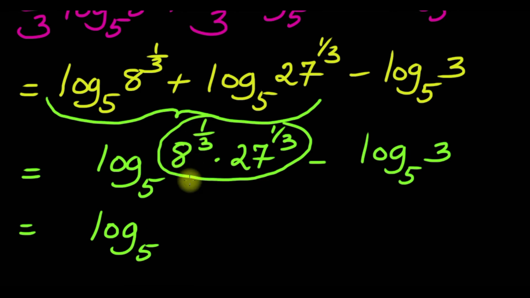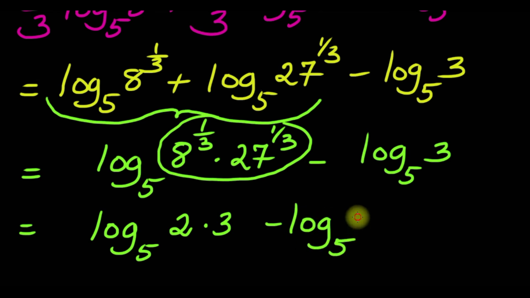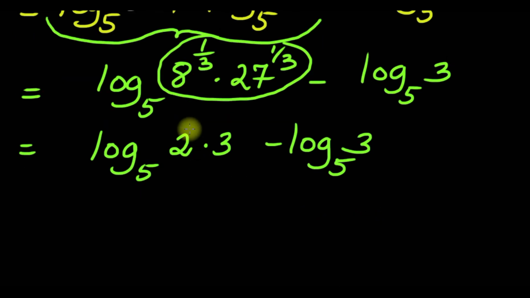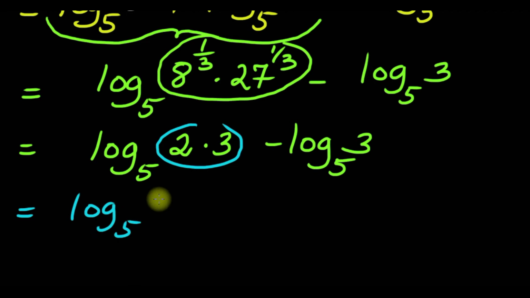Now 8 to the 1/3 is the same as cube root of 8. So cube root of 8 is going to be 2. And then here, cube root of 27 is going to be 3. And then minus log base 5 of 3. So here you've got 2 times 3, that's going to give you 6. So log base 5 of 6, take away log base 5 of 3.